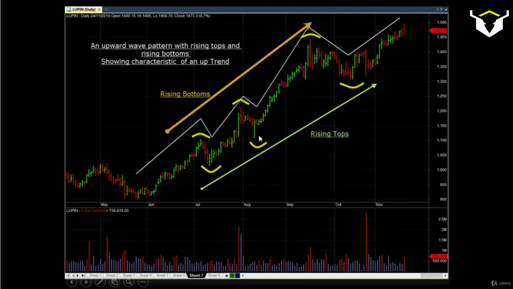Now compare these bottoms and you will see that each bottom is above its previous one. This one is above this bottom, this one is above this bottom, each above its previous bottom. Similarly, each top is above its previous top. This is above this one, above this one, above this. Thus, an uptrend has a series of upward moving wave structure. Similarly, an exact opposite is a downtrend.